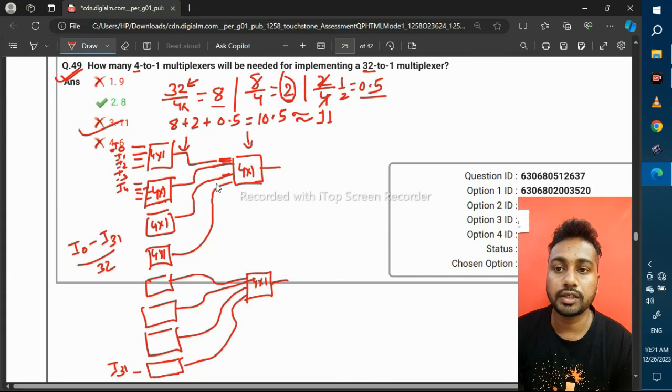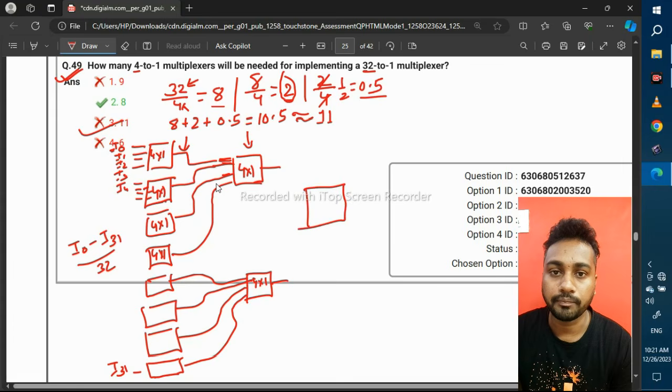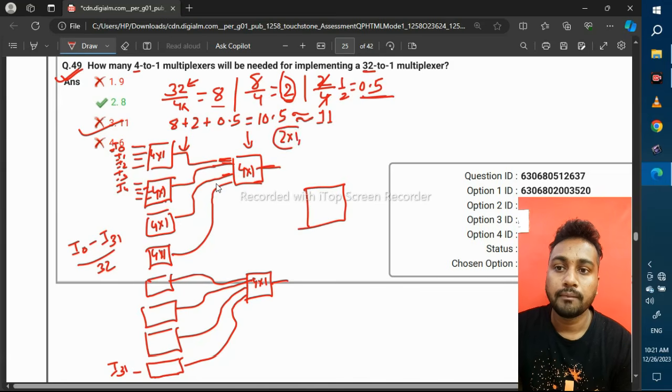Now in the third stage, what do we need to do? We can't put a half multiplexer. We can use a 2 into 1 multiplexer since there are 2 multiplexers, and design it that way. But here in the question they have mentioned 4 into 1 multiplexer.